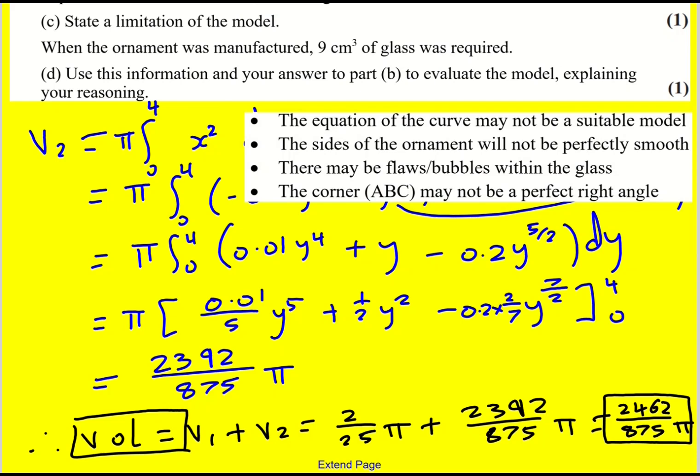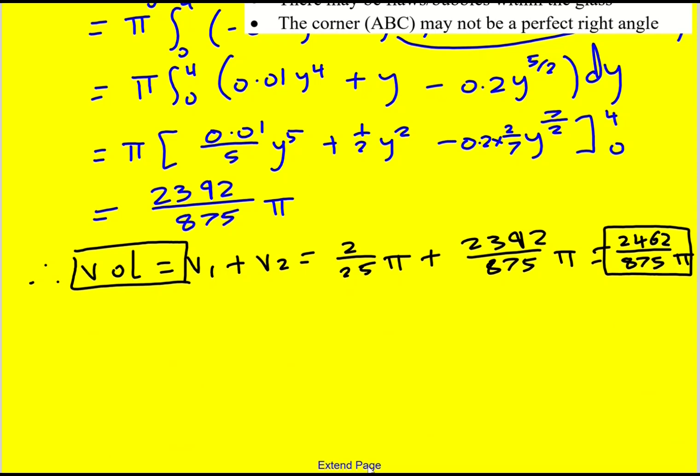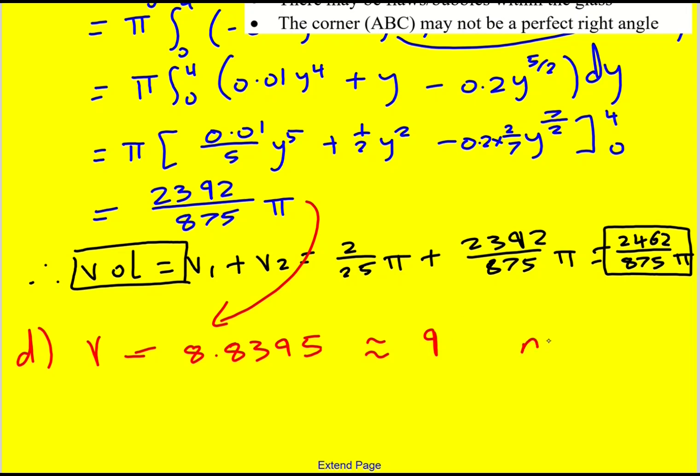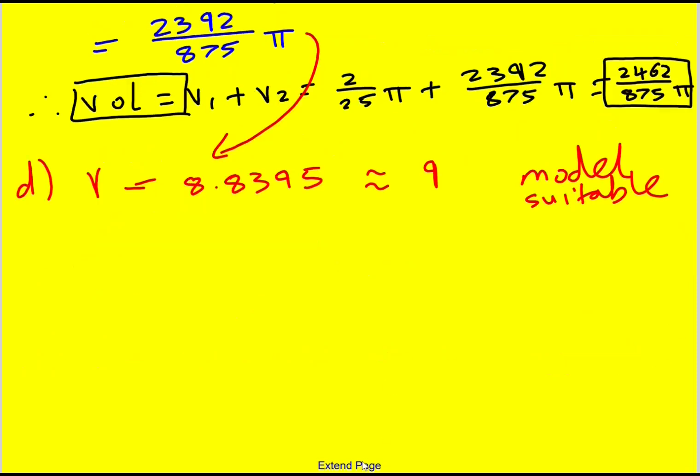Then finally, we're told that when the ornament was manufactured, 9 centimeters cubed of glass was required. Use this information and your answer to B to evaluate the model, explaining your reasoning. So V, which we've just worked out, if you put that in your calculator and get it to some decimal places, is actually 8.8395. So we've got to compare that with 9. And the easiest thing to do is just say, look, it's very close to 9. So the model is suitable. 1 mark for the comparison, and the second mark to say it's suitable.